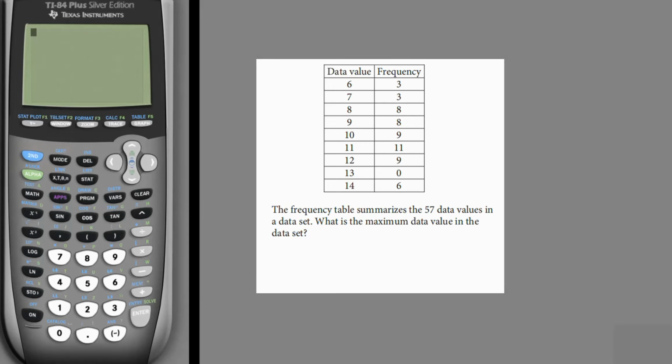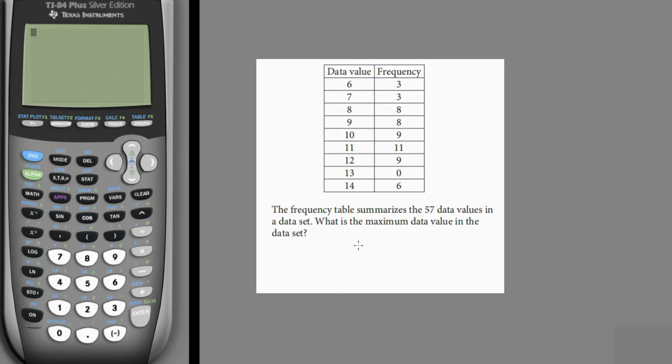In this video, we are going to learn how to solve this math question easily and fast. So the question is under statistics. Let's look at it and see whether it's something we need a calculator to solve faster. So the question says the frequency table summarizes the 57 data values in a data set. What is the maximum data value in the data set?